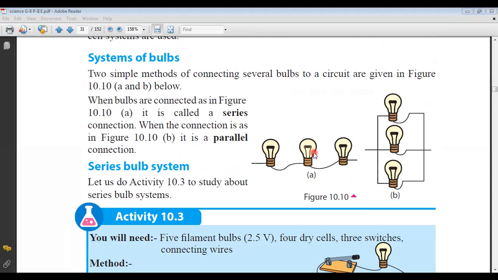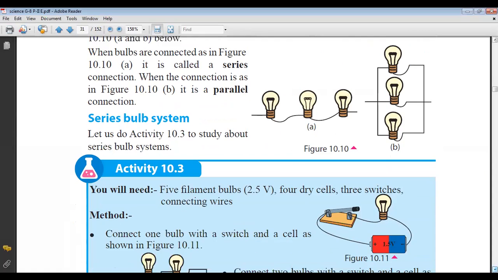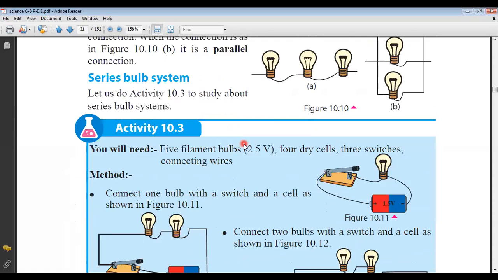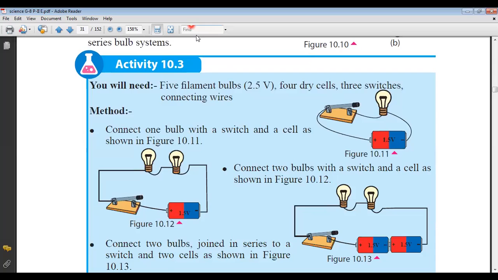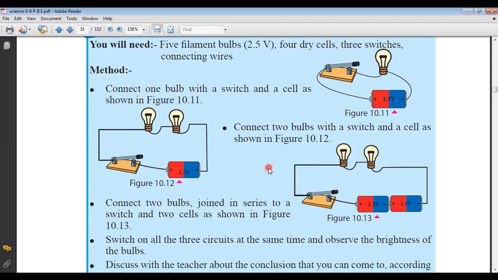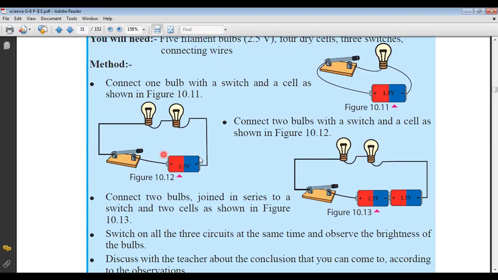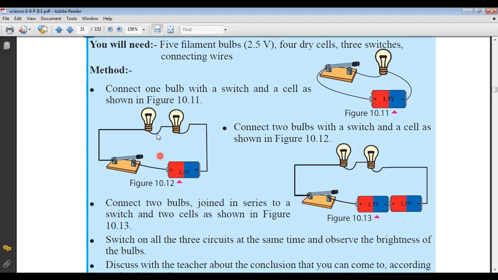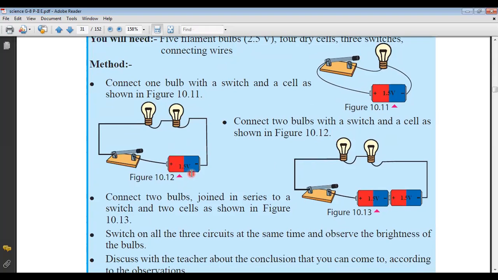Series bulb system. Let us do activity 10.3 to study the series bulb system. You will need 5 filament bulbs, 4 dry cells, 3 switches, and connecting wires. Now the method. Connect one bulb with a switch and a cell as shown in figure 10.11. Connect two bulbs with a switch and a cell as shown in the figure. Earlier we connected more cells with one bulb. Now we are going to connect more bulbs with cells.